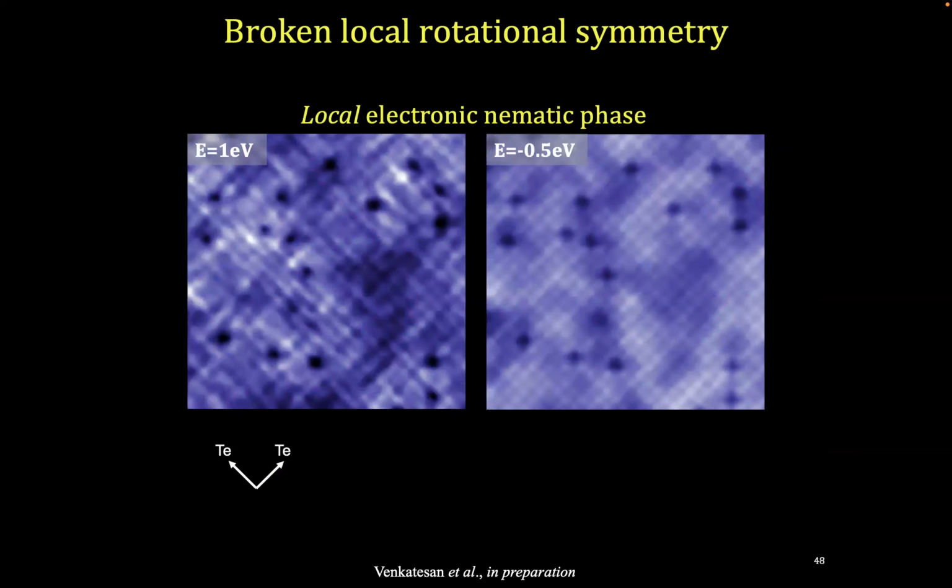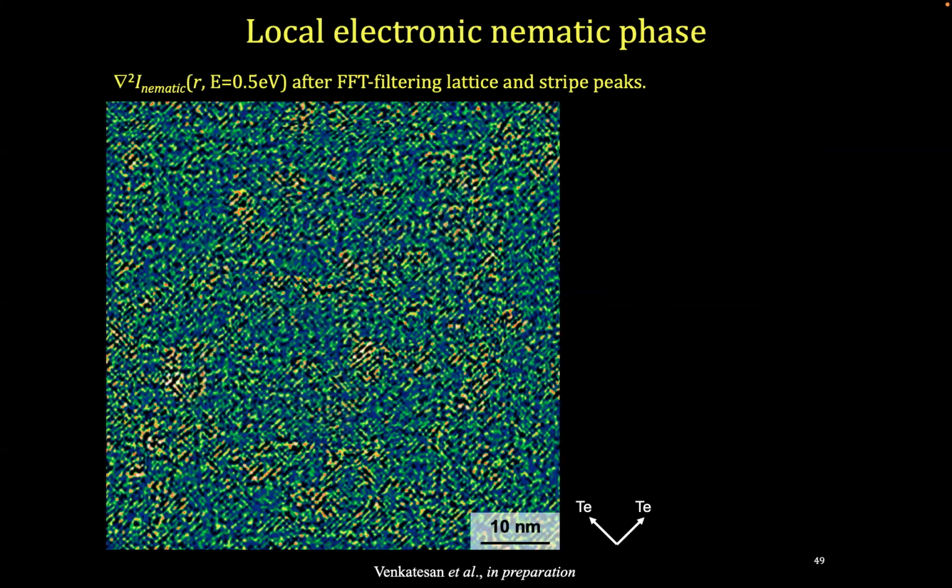So let me bring your attention to some local effect. Here, if we zoom in more at the different energy in the same location, you can see some one-dimensional nanostructure along this direction and that direction. Right? So there are some weird features showing up as well. Again, this is related to the data analysis. If we filter out all the periodic vectors in the data set and leave the disorder part in the image and inverse Fourier transform, what will we see? We will see these crazy patterns.